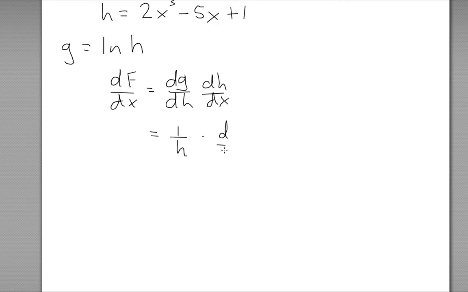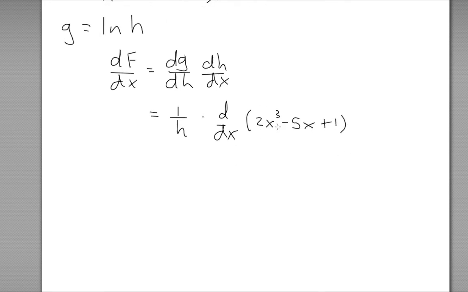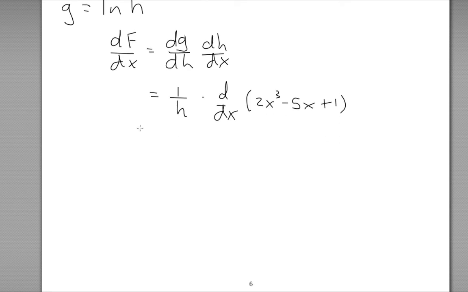times the derivative of h with respect to x. So this is just d by dx of, well, what is h? h is 2x cubed minus 5x plus 1. And we can use our regular derivative rules to break this apart and do this quite simply. We have to remember that h now is, so what is h? We can replace this by what h actually is, because at the end of the day we'd like this all in terms of x.